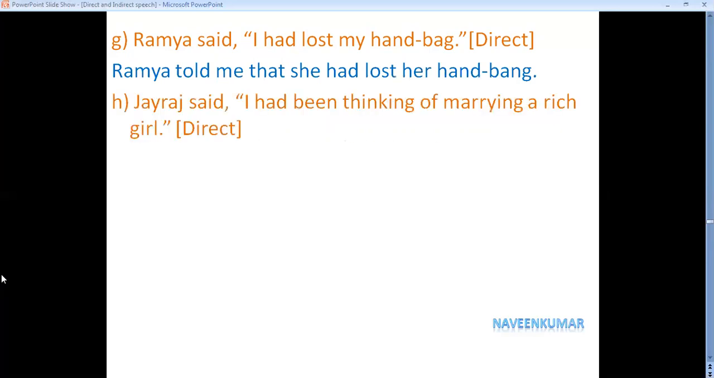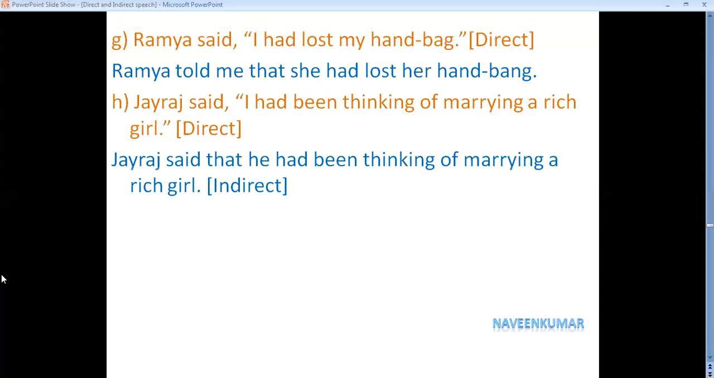Next one. Jaira said, I had been thinking of marrying a rich girl. So identify the tense of the direct speech. I had been thinking of marrying a rich girl. That is past perfect continuous tense. If the direct speech is in past perfect continuous tense, indirect should be the same, past perfect continuous tense itself. We cannot change the tense here. So let's try to change it. Jaira said that he had been thinking of marrying a rich girl.